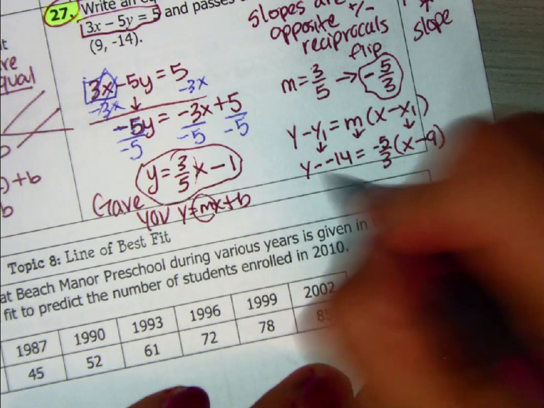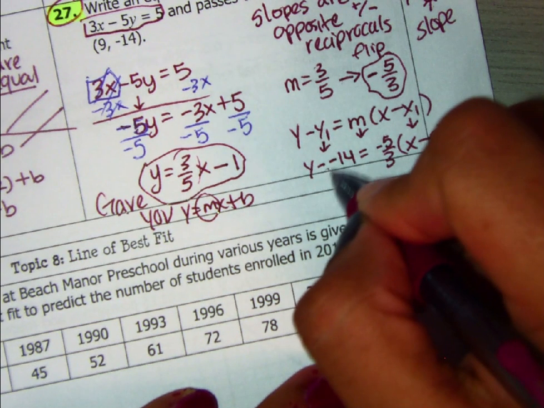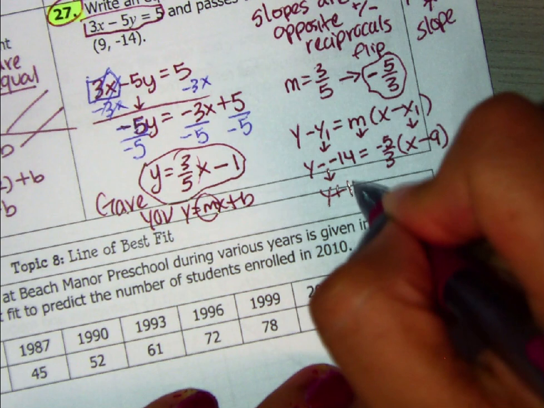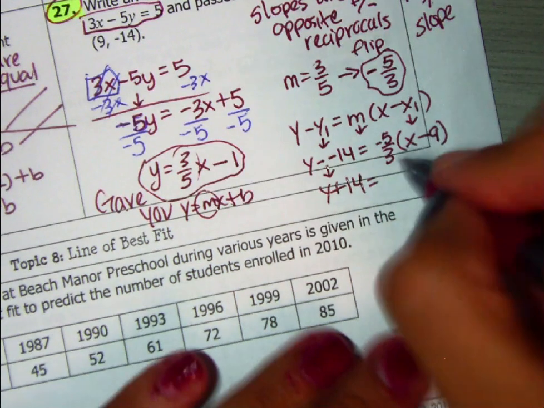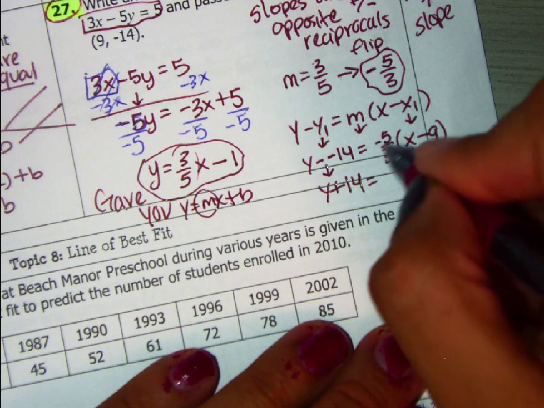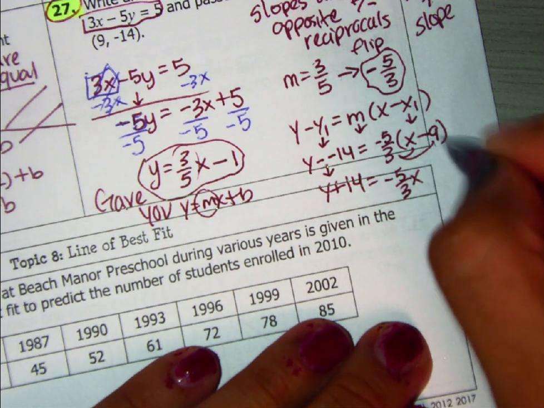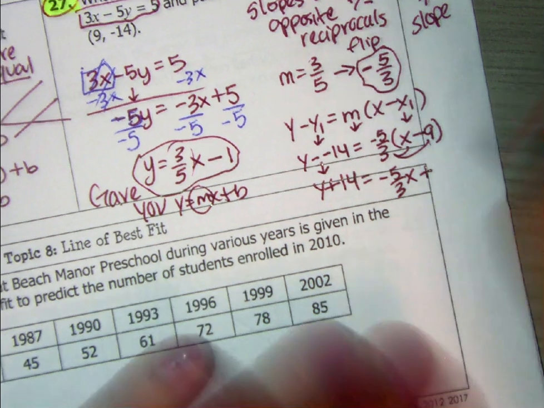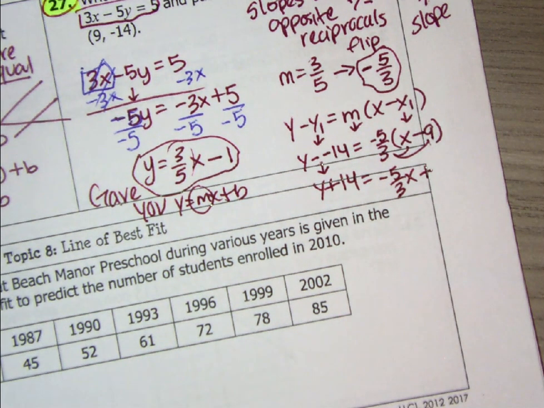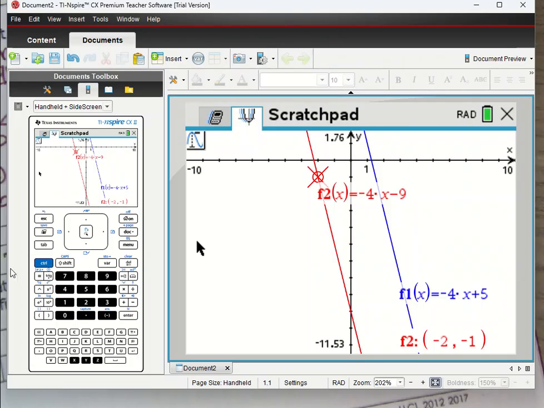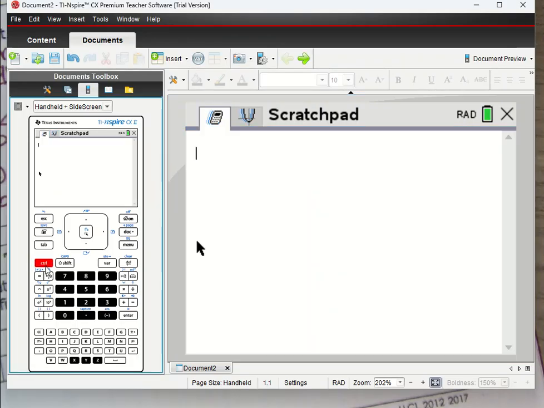Then we simplify this, so y minus negative, that means y plus 14, equals, distributing this, that will be negative 5/3 times x, and negative 5/3 times negative 9. So that's positive. And let me just use the calculator to show you how to type that. You're going to do the fraction of negative 5/3 times negative 9.